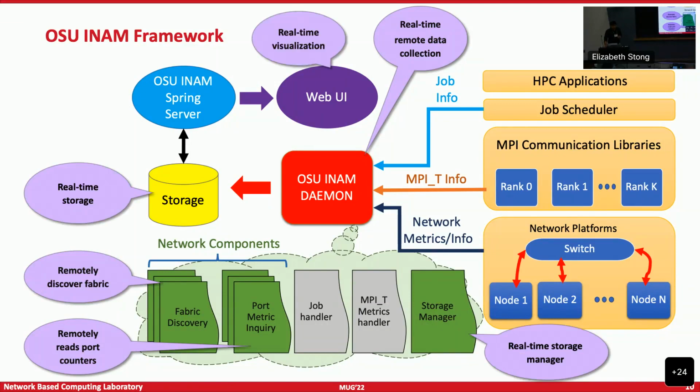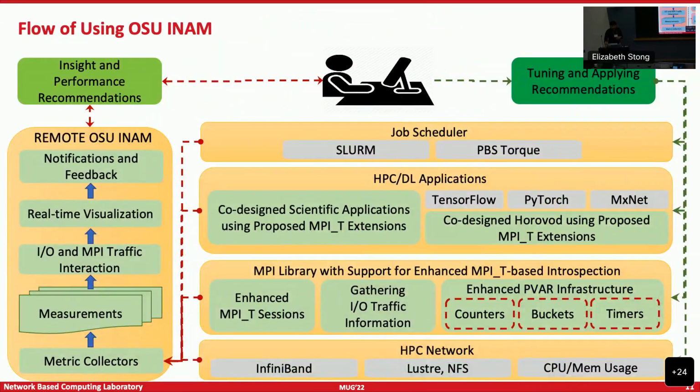Once we have done this, we are able to also visualize these changes that happen in real time, and this is the overall flow in which we expect things to work out. So we expect that the user would be using a web-based interface on a cluster with high performance or deep learning applications, which would be monitored by OSU INAM, which would collect the metrics, give some insights and recommendations, and the user would get that, and he or she would run the application again with newer tuning.